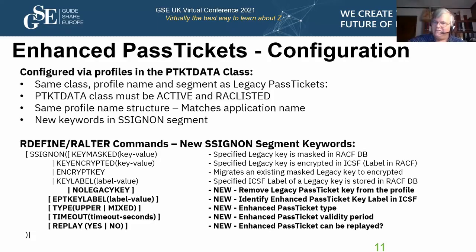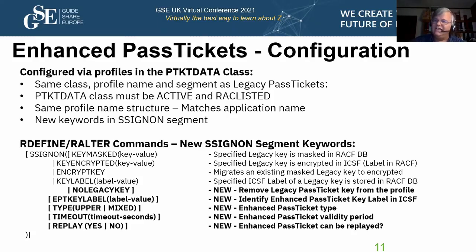So from an administrative viewpoint, there's a lot that's similar. It's still PTKT data class profiles. It's still the SSIGNON segment, but we've got some new keywords in here, right? We have the ability to specify whether you want an uppercase or mixed case password substitute generated. So that'll be the type. The timeout value, that's where you can specify the number of seconds that this pass ticket is allowed, plus or minus from that time. Replay.